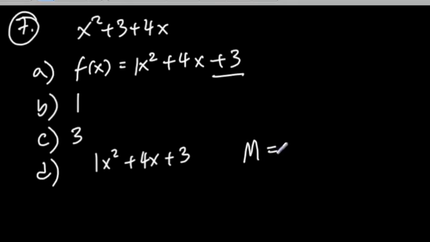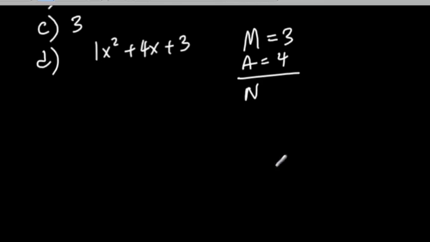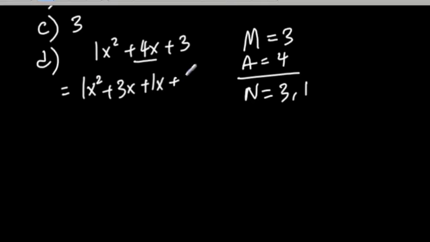So if we use the man method, it's 1 times 3, so that's 3. A is always the middle term, which is 4. We've got to find two numbers that multiply to 3 and add up to 4. And these two numbers are simply 3 and 1. So it's going to be 1x squared, and this middle term splits. So plus 3x plus 1x plus 3.